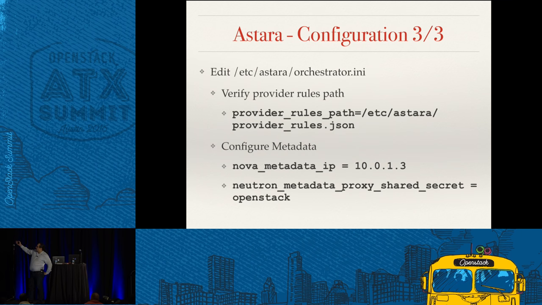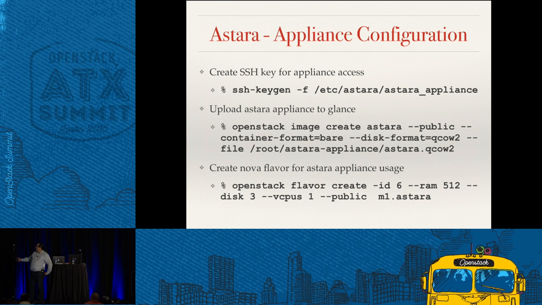And then from there, the orchestrator will tell it where the provider rules for providing the services. If you're doing metadata, you tell it how to talk to the Nova metadata. What's the shared secret between the two systems? And then we'll install the appliance, the service VM. It's already been built for you guys, so there's a QCOW image already been built. Otherwise, that would take like a half hour to build from source.